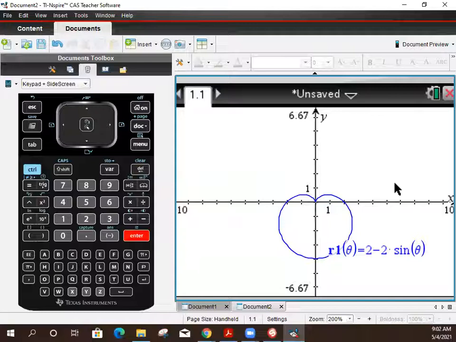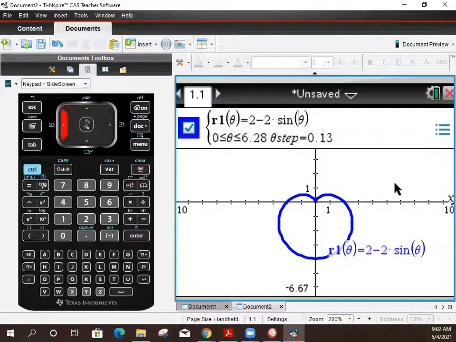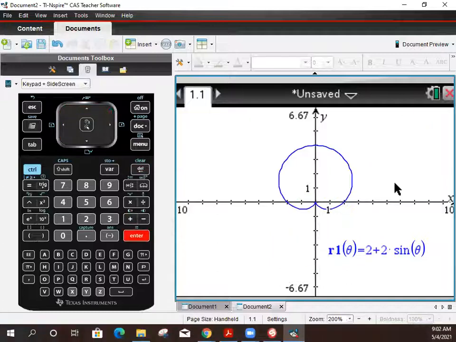So if it's negative, the bigger part will be in the negative direction, so to the left or down. And if it's positive, it'll be in the positive direction, up or to the right.